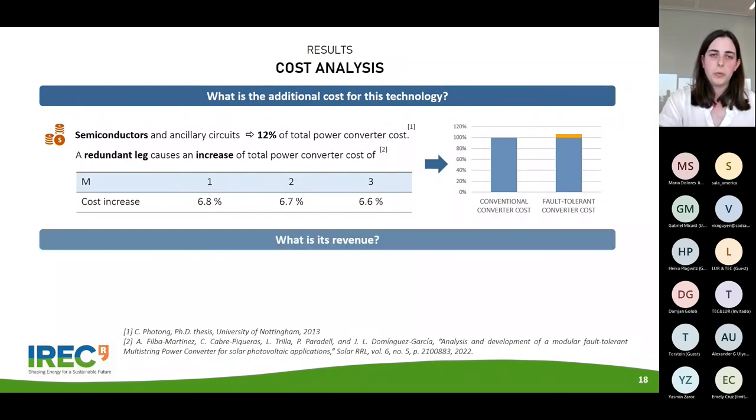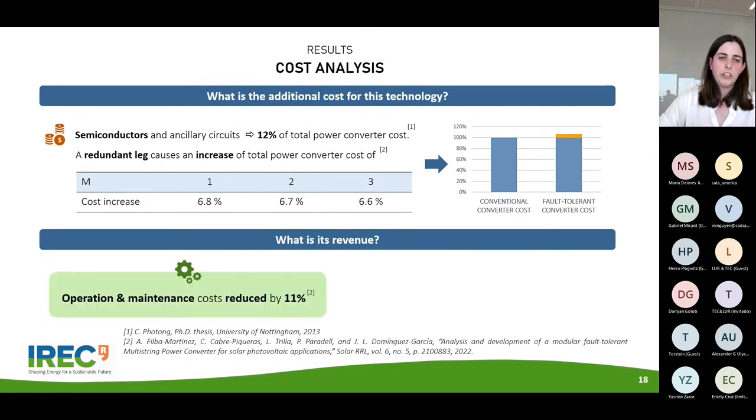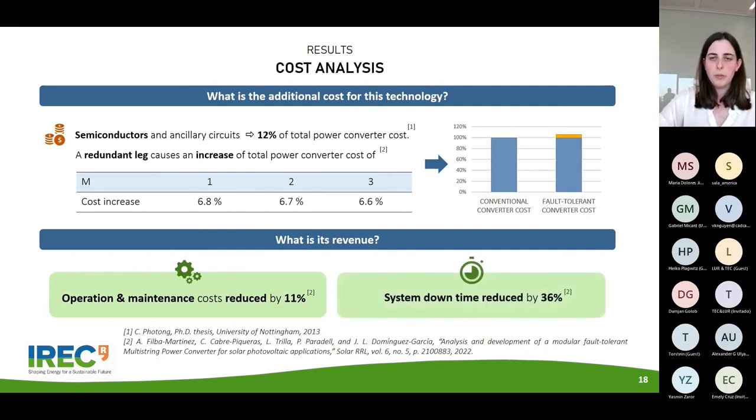But the real question is, what is the revenue of this additional cost? First of all, we have estimated that operation and maintenance costs would be reduced by 11%, both preventive and corrective, and that the system downtime would be reduced by 36%, because we wouldn't have the unscheduled system stops that we had before implementing the fault tolerance system.